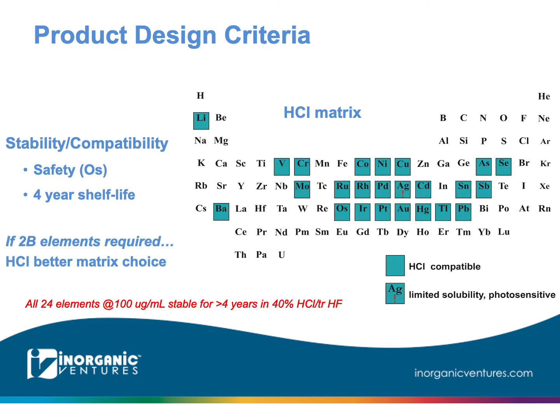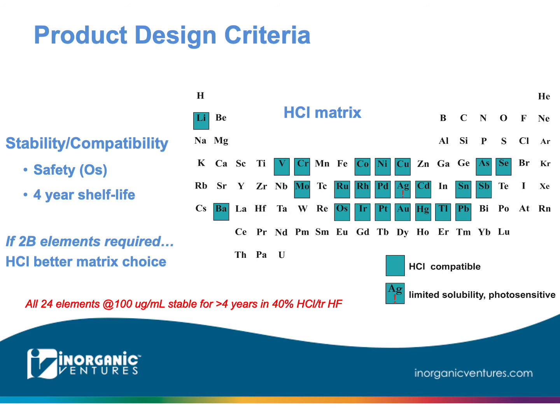Another popular matrix that people frequently use is hydrochloric acid. And if we consider the stability and compatibility of these 24 elements in an HCl matrix, overall, hydrochloric acid is a better choice, particularly if you are required to test for all the Class 2B elements. There are concerns about silver stability, but this issue can be avoided if the acid to silver ratio is high enough. A good rule of thumb is that 10 ppm of silver requires 10% HCl to remain stable.